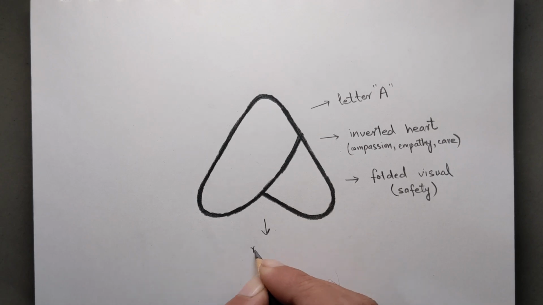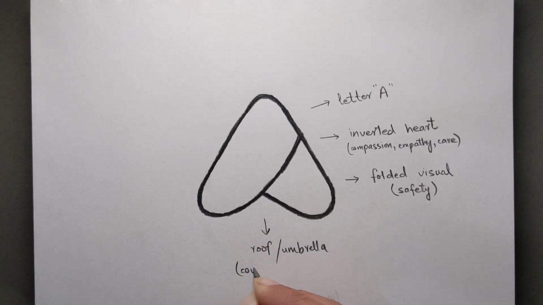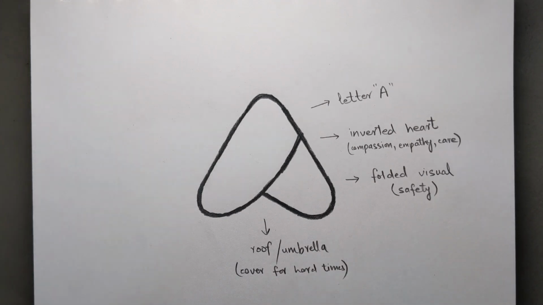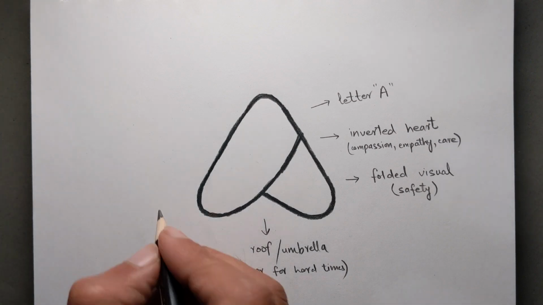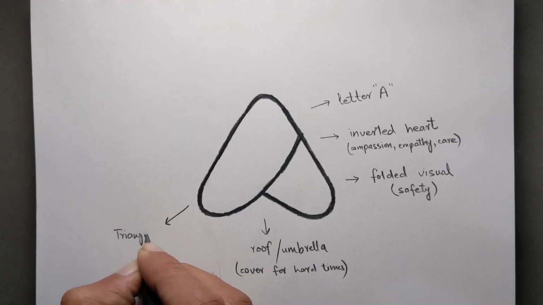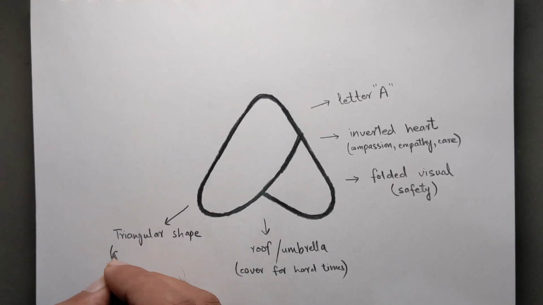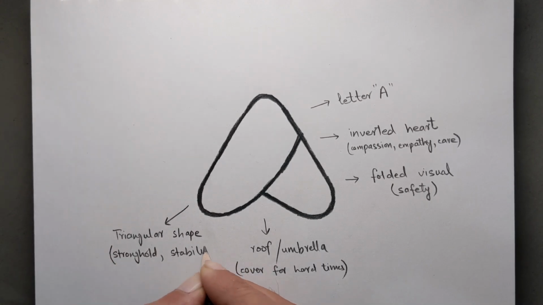This bottom side resembles a roof design or a side view of an umbrella, signifying protection and care during challenging times. Both of these points are almost same, but remember that here we are creating and exaggerating a story, so be it. Now overall, this logo represents a triangular shape that emphasizes on stronghold, stability, and balance.